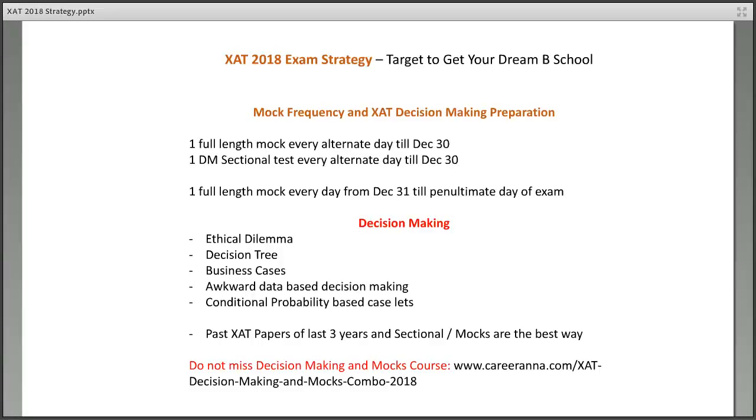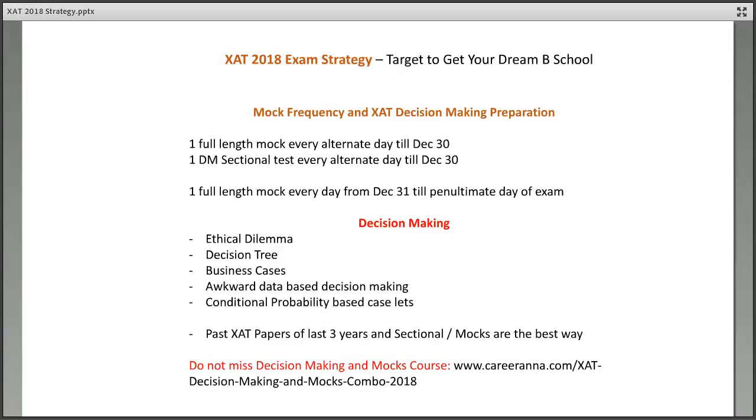You can either practice decision making through XAT full length mocks, which obviously you will be doing because full length mocks are a must do thing, and you should be attempting at least 10 XAT mocks in next 15 days. And if you are facing difficulty in decision making part, then you should be going for some course.